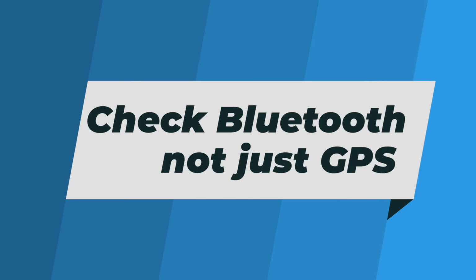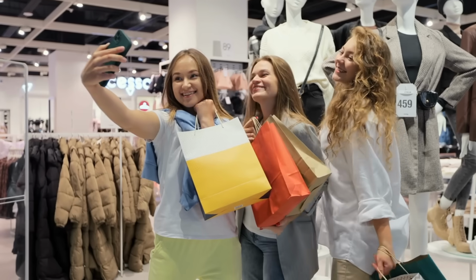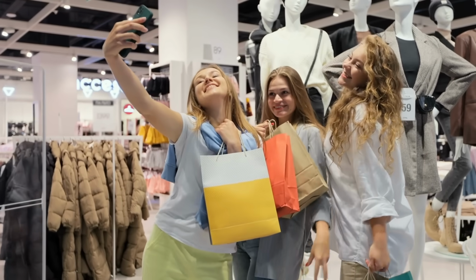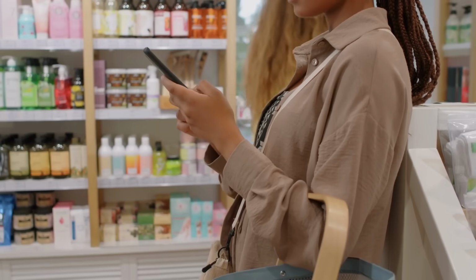Most people like to jump into their GPS settings and turn them all off, thinking that this is the only way that apps can really track you. Now, while that's a good idea, the mistake is forgetting about the power of Bluetooth. Apps can use Bluetooth data to track where you are in a store or the general location that has nothing to do with GPS.